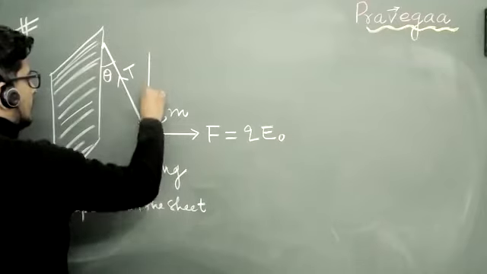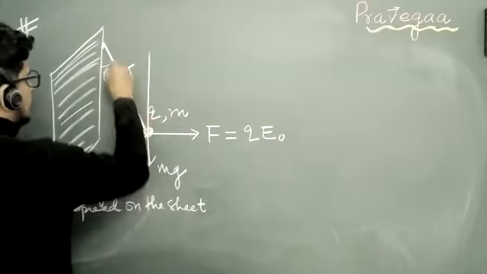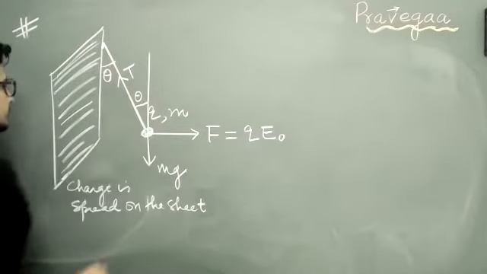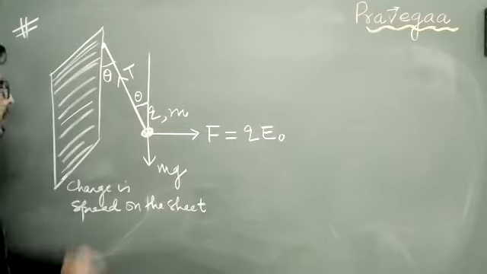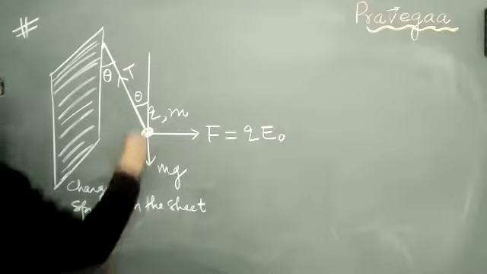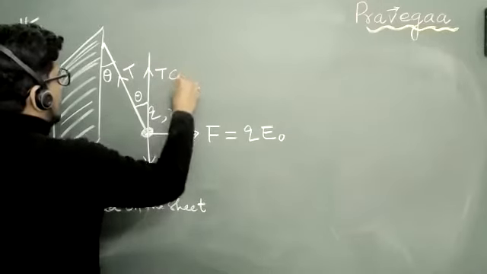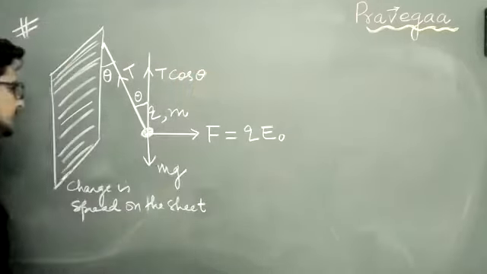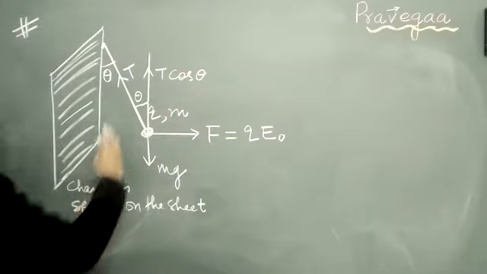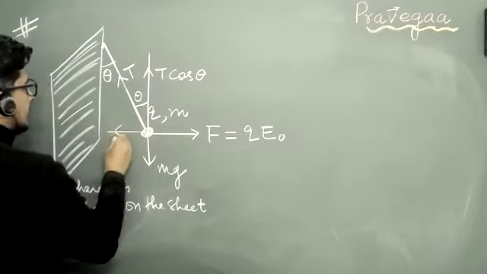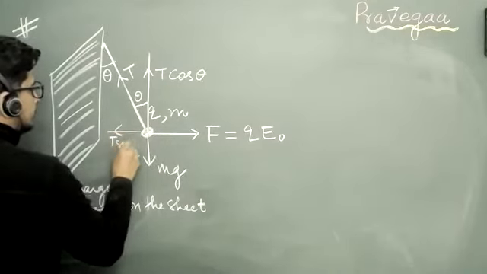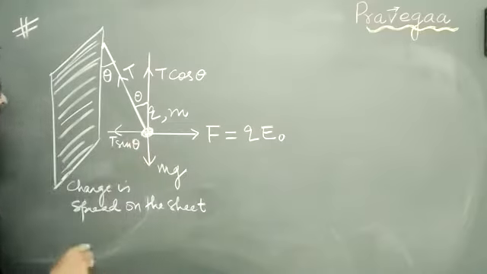and this tension will go like this. This is theta, this is theta. What type of angles are these? Alternate interior angles. So this will become T cos theta, right? If you resolve this vector, it is T cos theta this side and T sin theta this side. Okay? Is this okay?